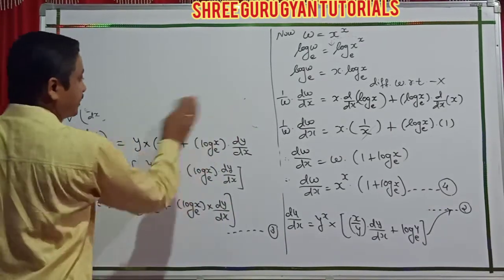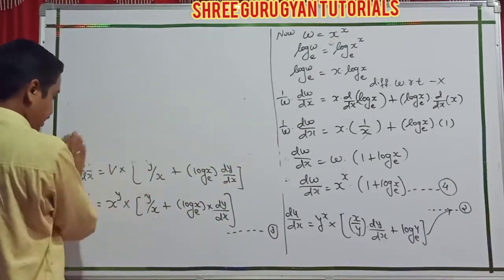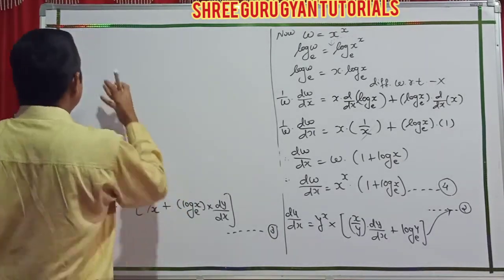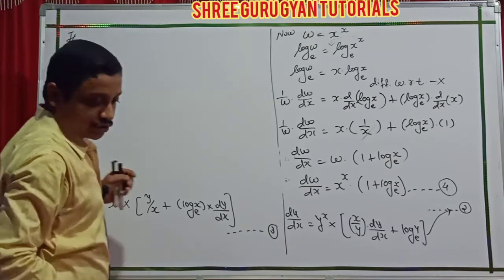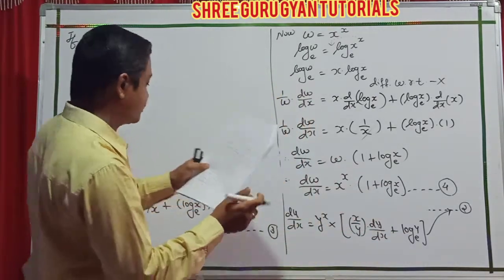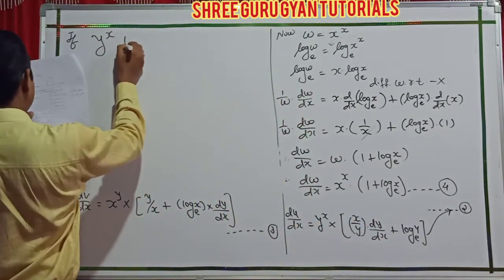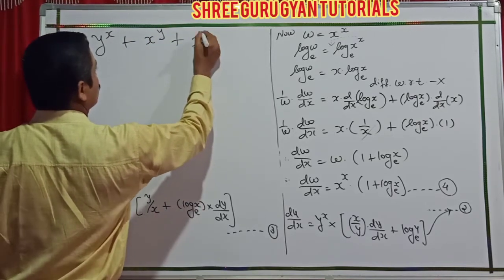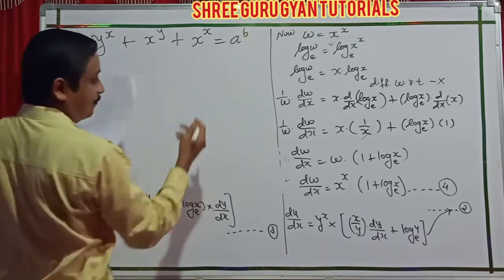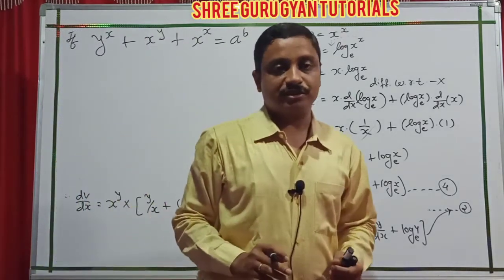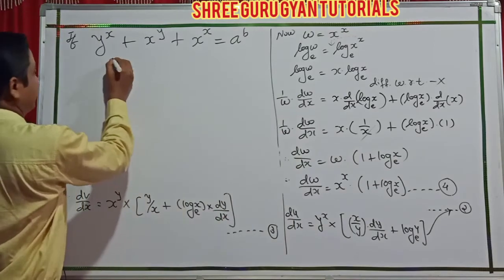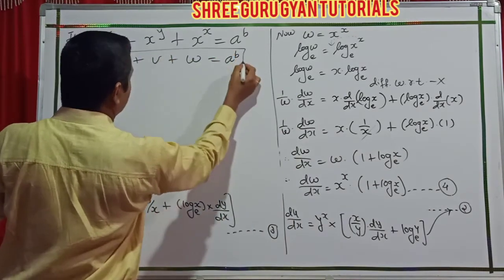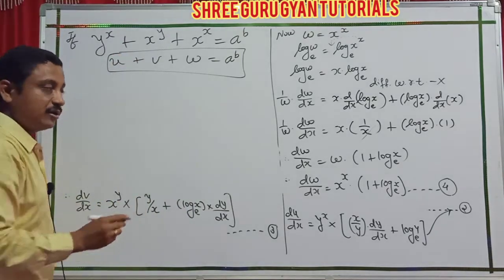What is the original sum? That original numerical I just start here. So if the question is there, what is the question? The question is x raised to y raised to x plus x raised to y plus x raised to x is equal to a raised to b. These are your standard questions, and already I am taking that u, v, w. Up to that I already explained statement 1.